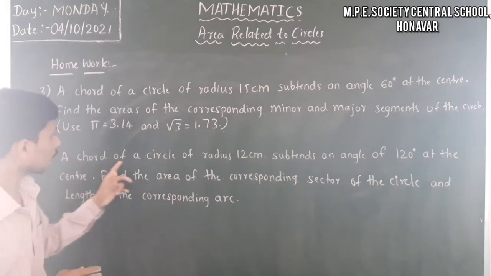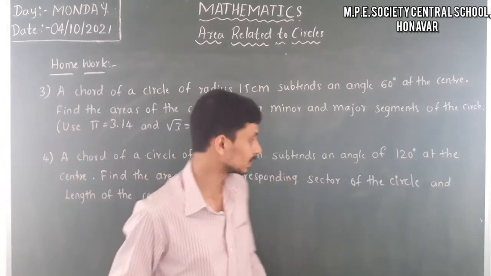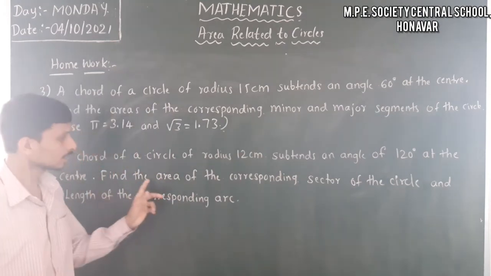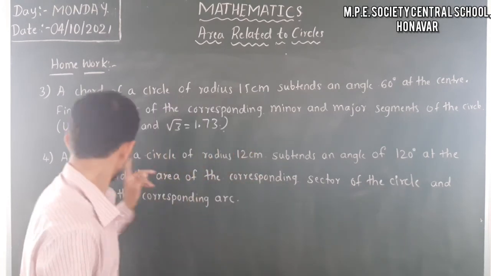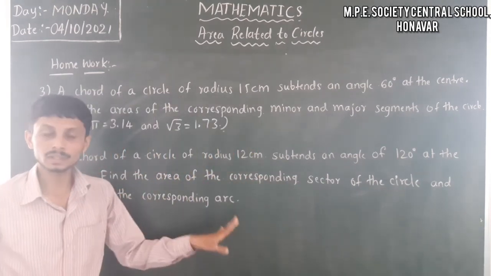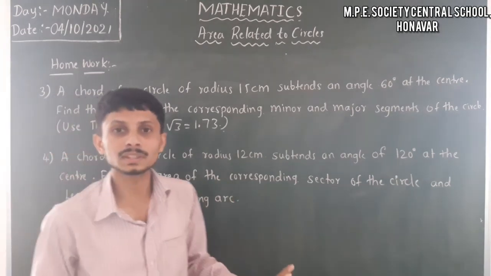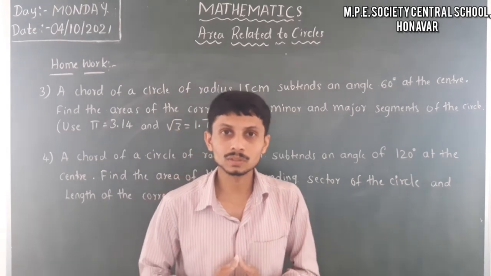Second, a chord of a circle of radius 12 cm subtends an angle of 120 degrees at the center. Find the area of the corresponding sector of the circle and the length of the corresponding arc. Using the formula you have to find those things.